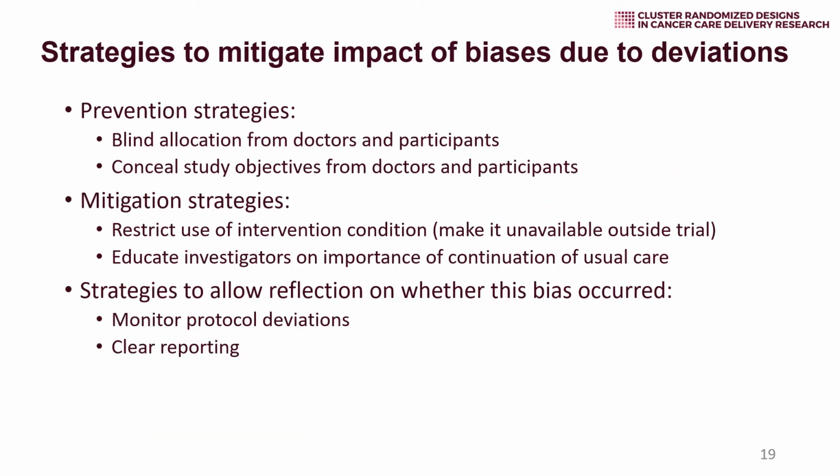So there are strategies to minimize the impact of these biases due to deviations from the intended intervention. Again, there are prevention strategies. Blinding the allocation from doctors and participants will of course help. We can also conceal the study objectives from the doctors and the participants. If neither of those things are possible, then we move on to mitigation strategies.